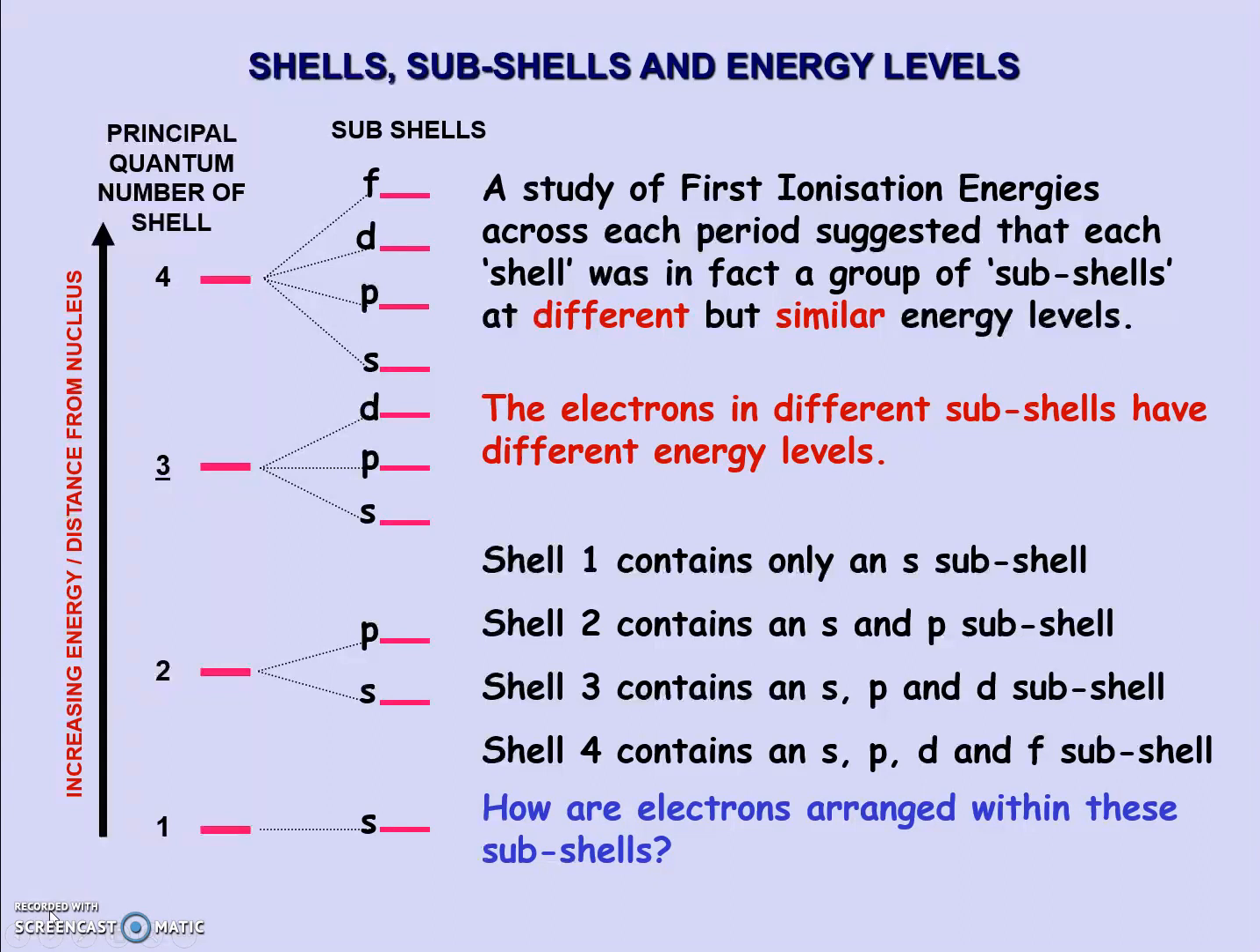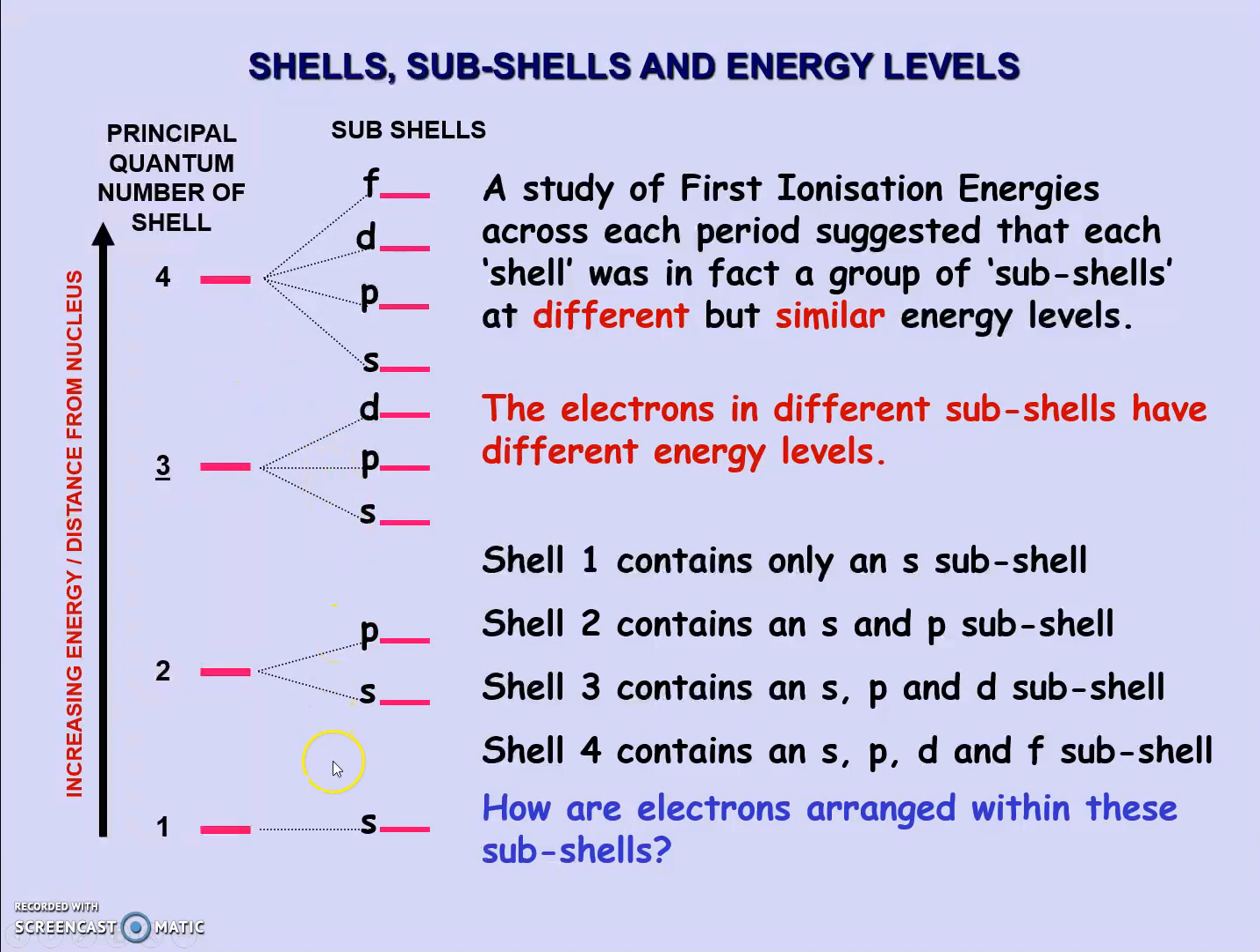So here on this diagram we have got the different shells labelled as 1, 2, 3, 4. The official name is actually the principal quantum number, but we don't need to worry about that from the perspective of A-level students. This arrow signifies that the shells are increasing in energy and are further from the nucleus.